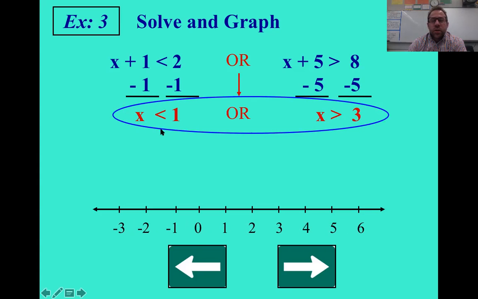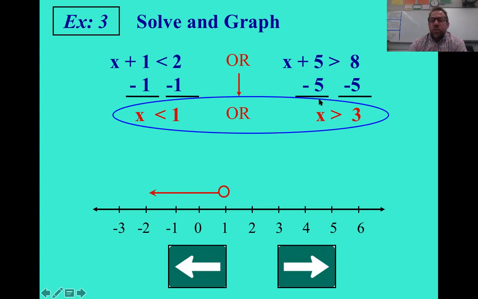So on the first inequality, it says we want all numbers, our variables, to be less than 1. So I'm going to go over here to 1. I'm going to do an open circle, and then that graph says go to the left, right? It's pointing to the left. So let's draw that to the left.